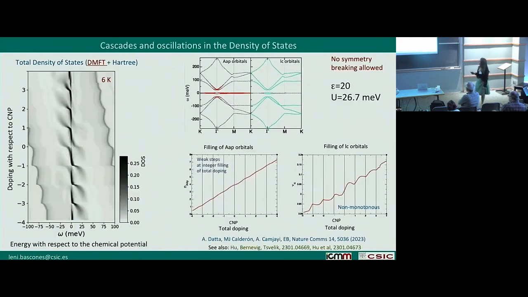So now you can see where this is coming from. If we go back to our electrons, what we find is that when we are doping the system, we are filling these strongly correlated orbitals, and you can see that there are some kind of steps. And what is interesting is that due to the interaction with these very strongly correlated orbitals, the filling of the other, less correlated orbitals is non-monotonous. So it's increasing and decreasing.